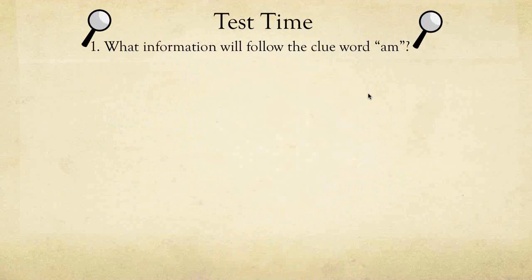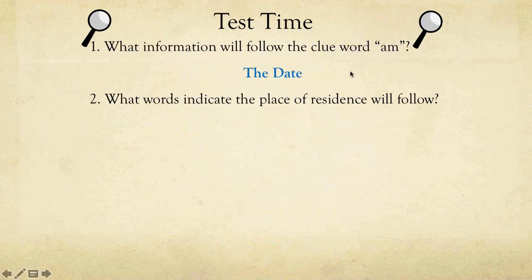Are we getting any answers? We are. Most people are saying the word date or on date. They are correct. Perfect. You are wonderful. A+ so far. Am means on. That means the date will follow. All right, number 2 is a harder one. 2 words. What words indicate the place of residence will follow?